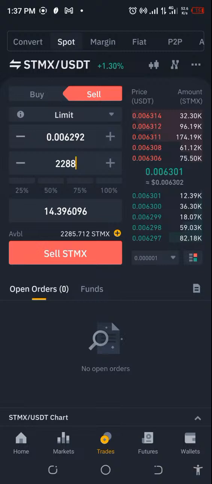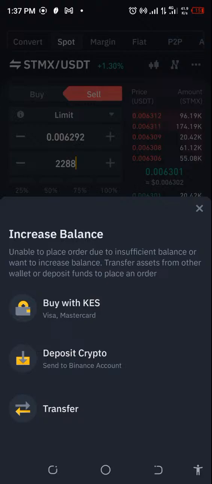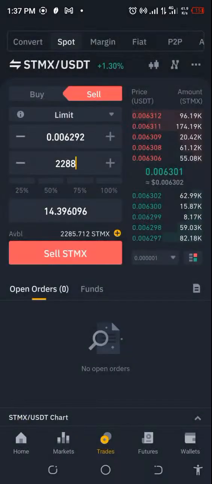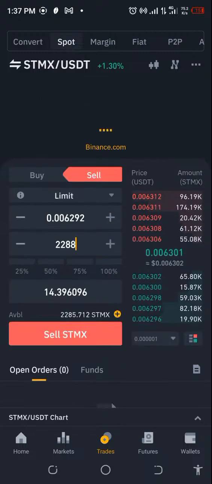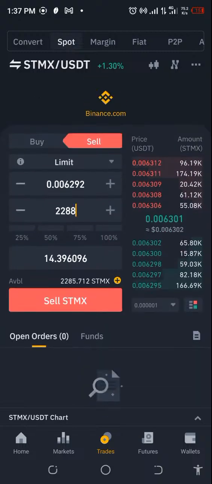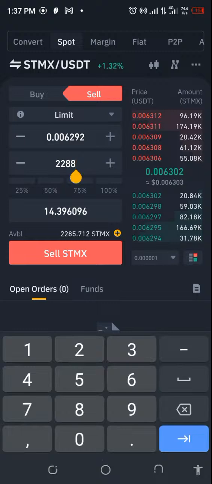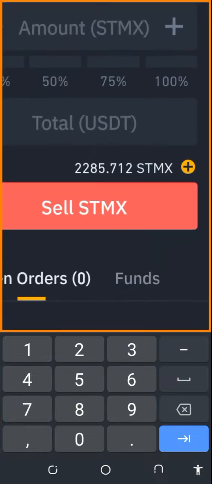Oh, sorry, I was clicking something else. So let's click on sell STMX. So what's happening? Increase balance. Why am I increasing my balance? Okay, let me try and do this again. Probably something has, let's just remove everything. Let's remove everything. And let's see whether this would work. I'm just checking.